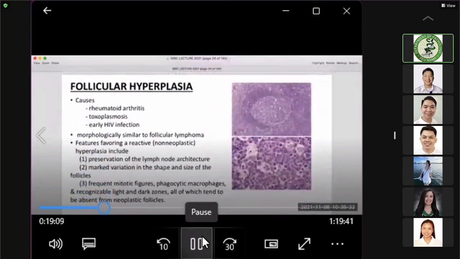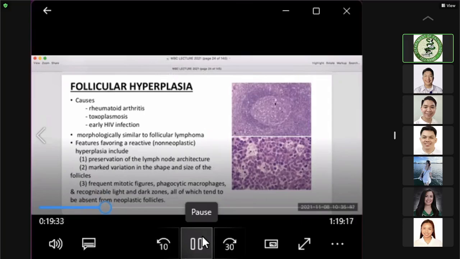Okay, so we have here follicular hyperplasia. The causes here are the following. So this is morphologically similar to follicular lymphoma. So we have to differentiate it from that. One way to differentiate it is the following. We have preservation of the lymph node architecture.